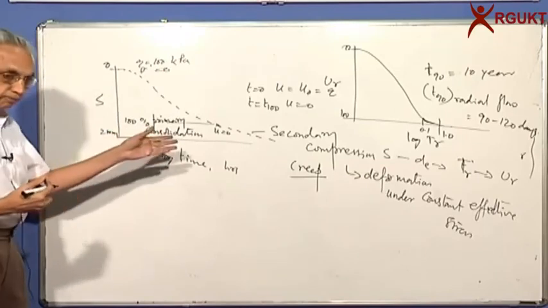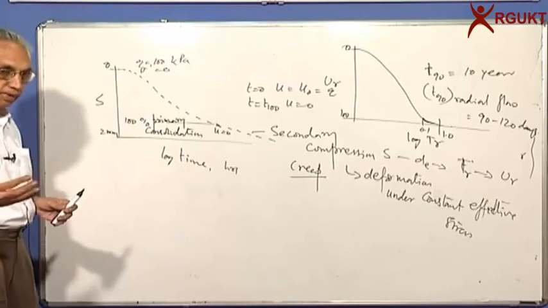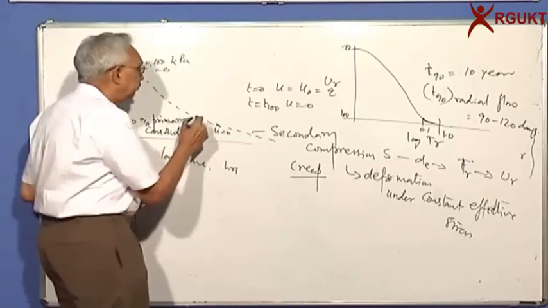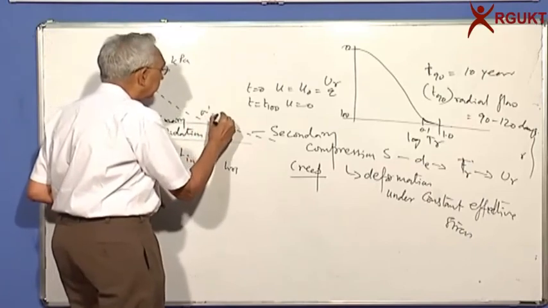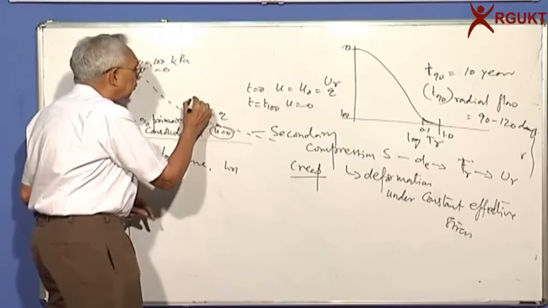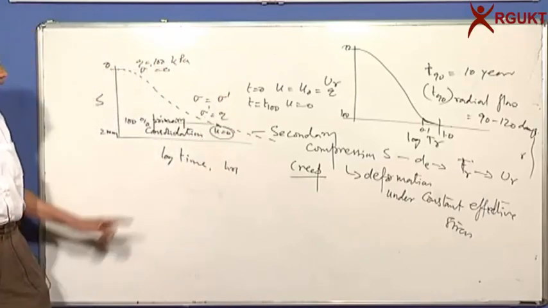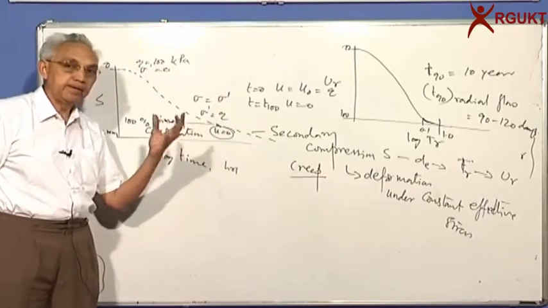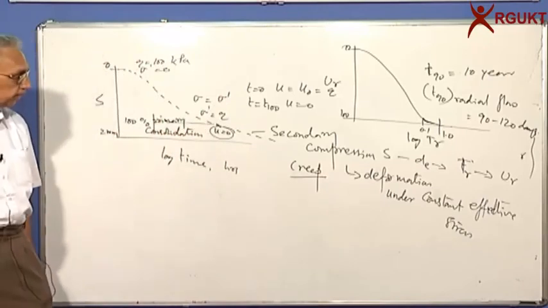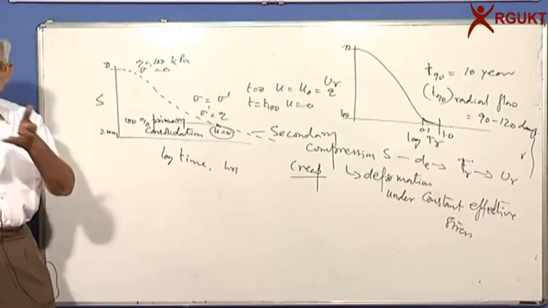But after 1 day in the lab, or after maybe 10 years or 1 year or 5 years, whatever it is, the pore pressure is 0, which means the effective stress is equal to Q. Because pore pressure is 0, all the applied load goes to effective stress. So now whatever deformation you get under constant effective stress, we call it secondary compression, and this continues for maybe 10 years, 50 years, 100 years.